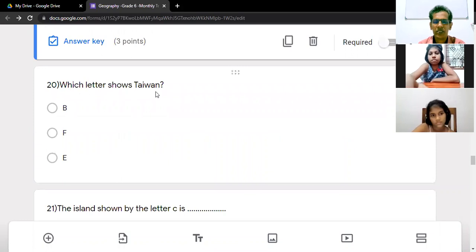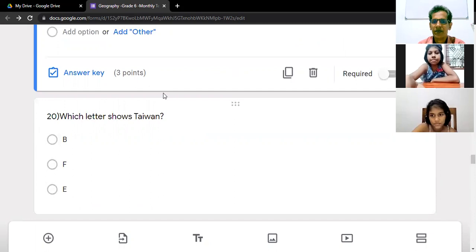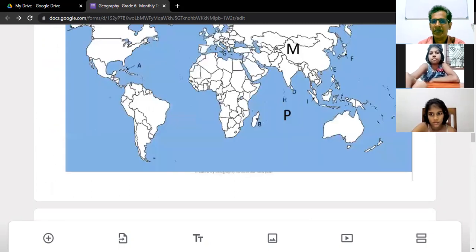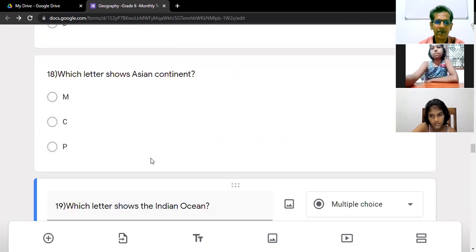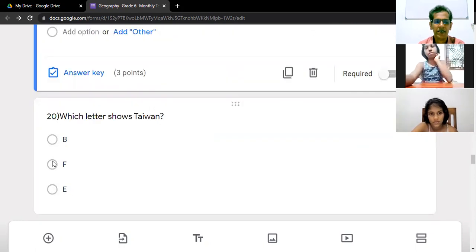Which letter shows Taiwan? Letter E. Here. Taiwan. Taiwan. Letter E.